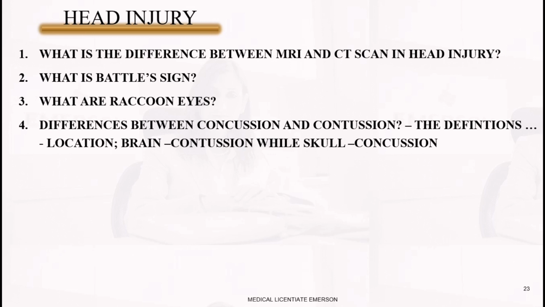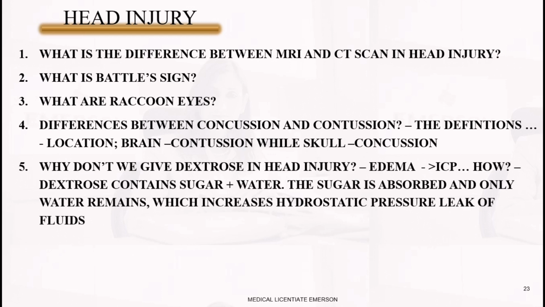Then the locations. So if the injury involved the brain, then it was a contusion, while if it's the skull, it's a concussion. So if the patient doesn't have an injury to the brain, and there was momentary loss of consciousness, they know that okay, it should be a concussion.